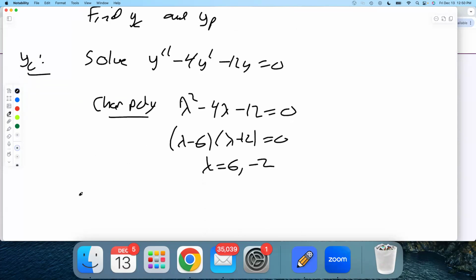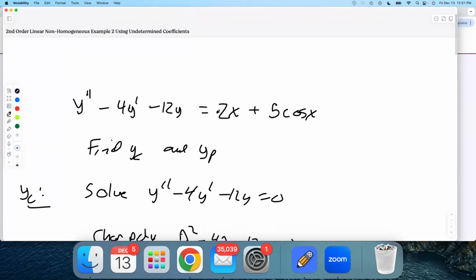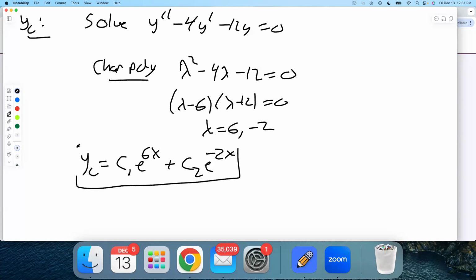That means my characteristic solution, yc, will be c1 e to the 6. Now, am I using x or t? I have to look over here to see. I'm using x. Plus c2, and again, order doesn't matter here. I could put these in the other order. e to the -2x.